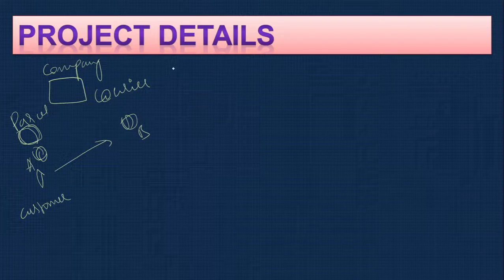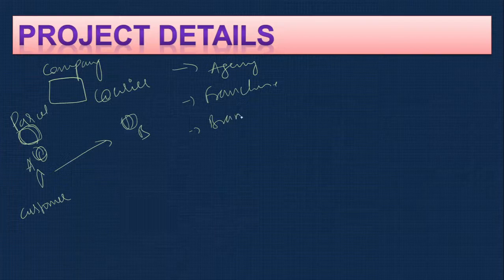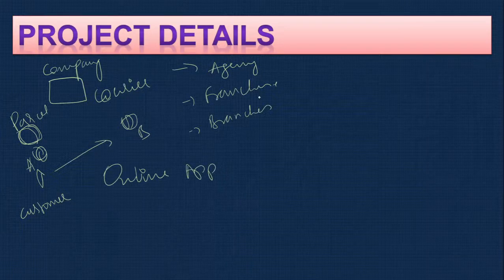Because of that, they appoint agencies, what you call franchisees, or they can start branches. In order to manage each branch or each franchisee, they require software. Therefore, it's an online application, so all the agencies and all the branches can access this.